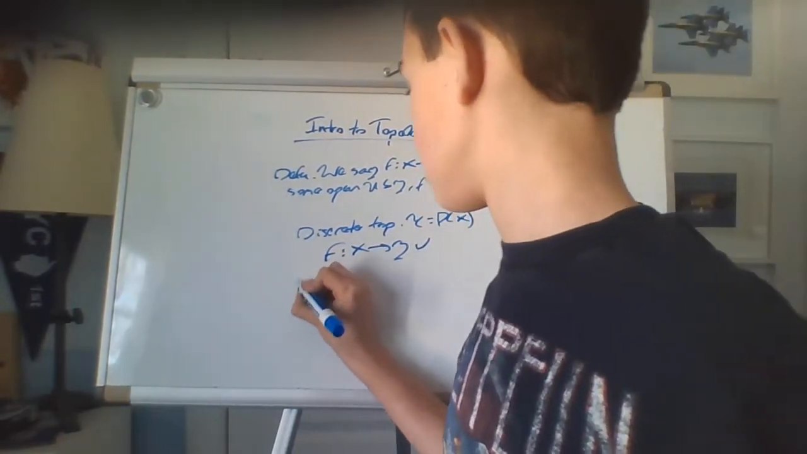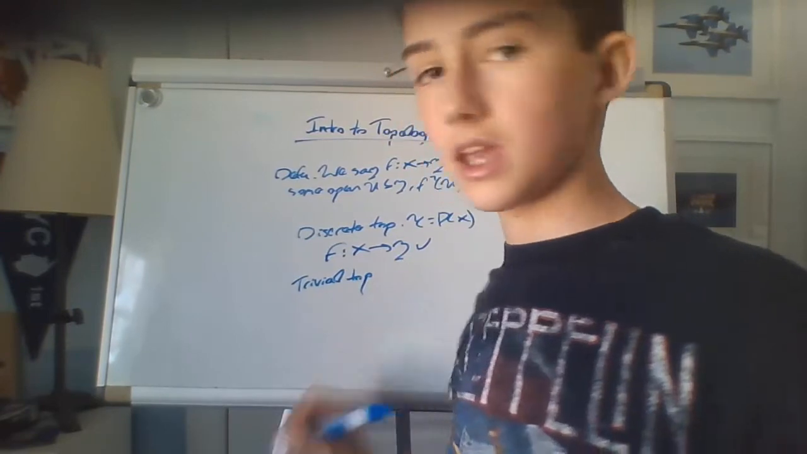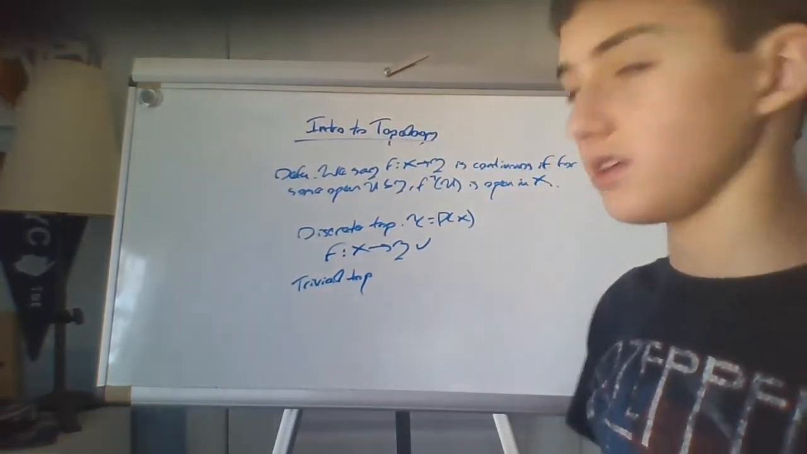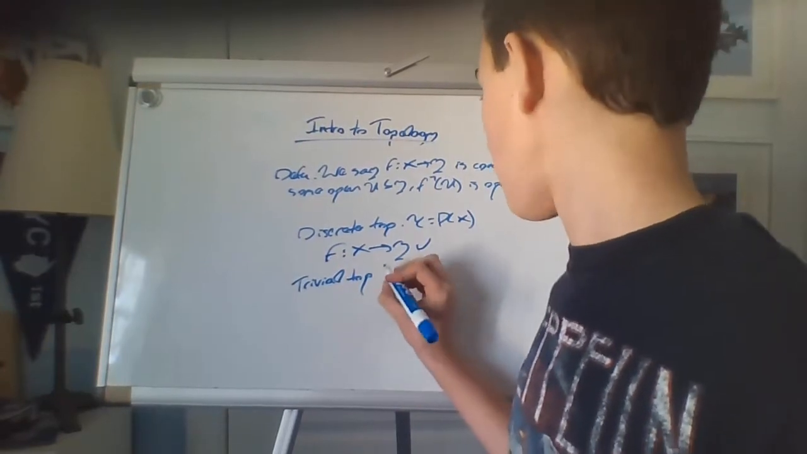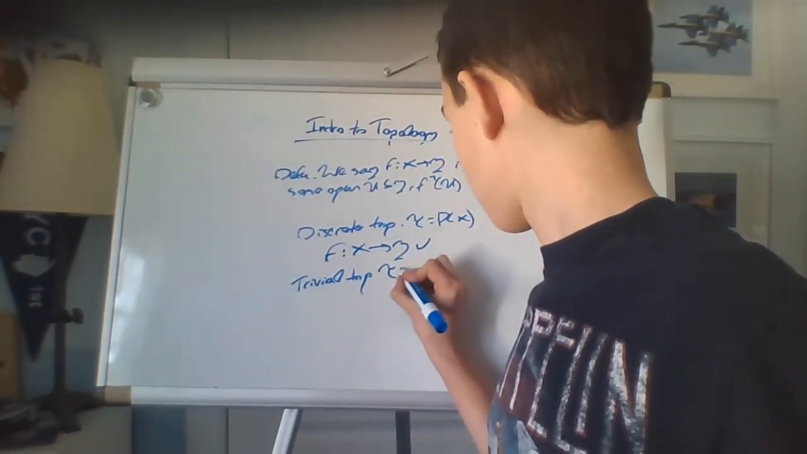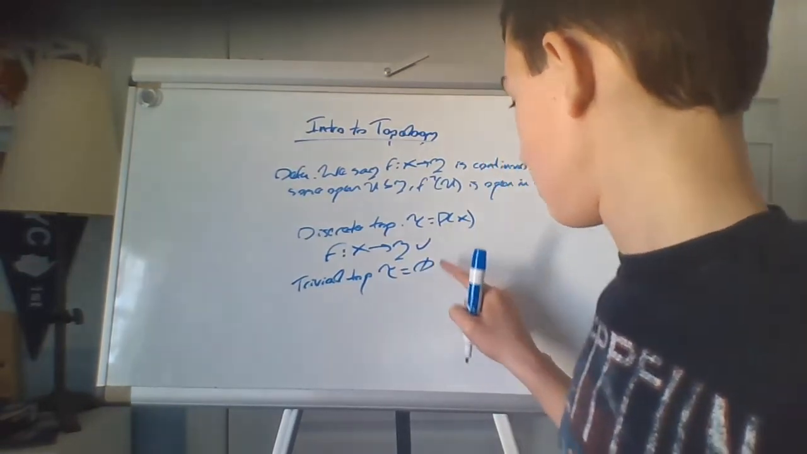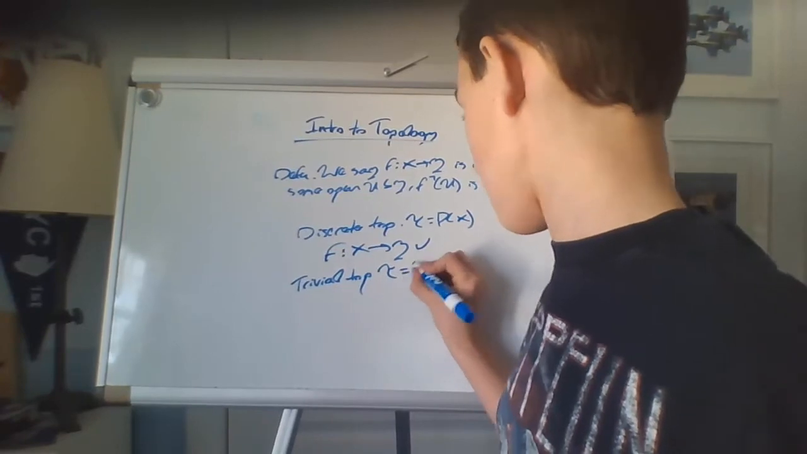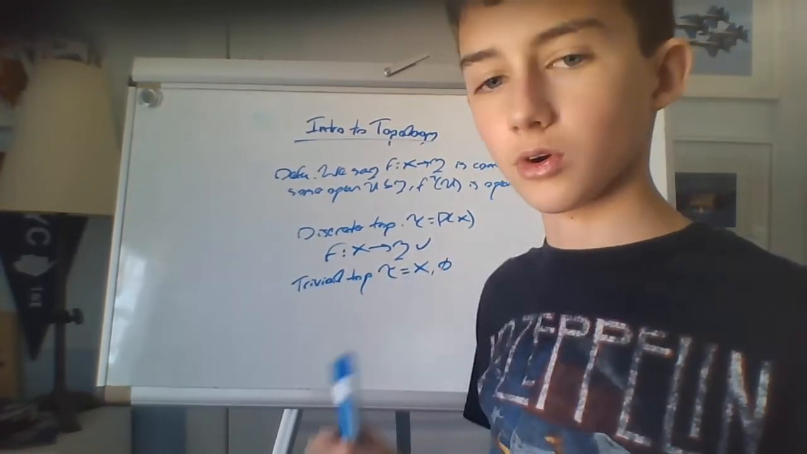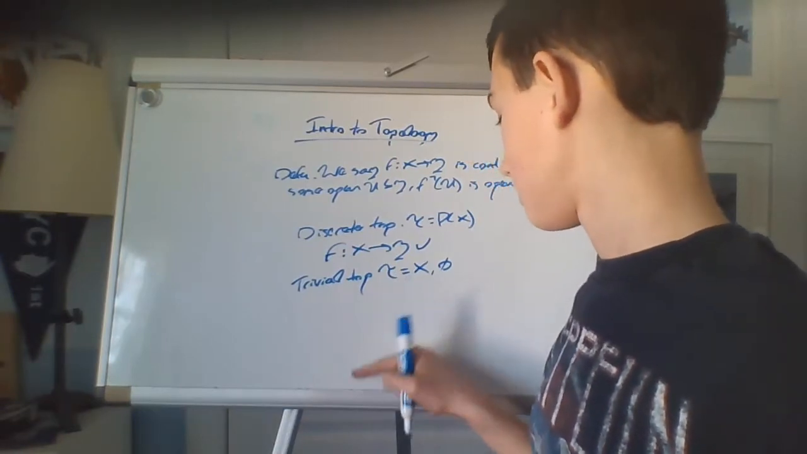Then the trivial topology is the exact opposite. It's the weakest topology. It's contained by every other topology. So this is going to be a lot easier to draw. It's just nothing. Well, it's not nothing. It's just X and the empty set. It's the minimal requirement for a topology. It's kind of like an excuse.